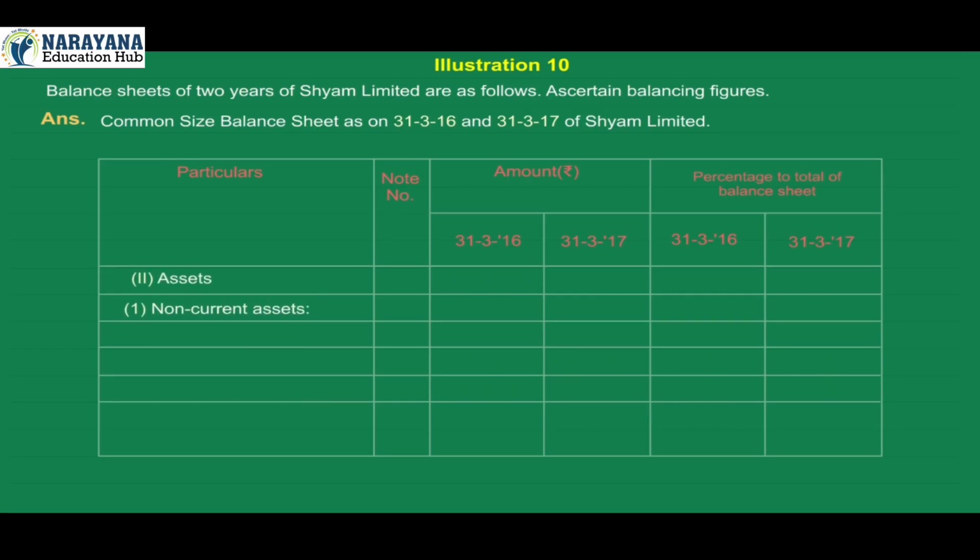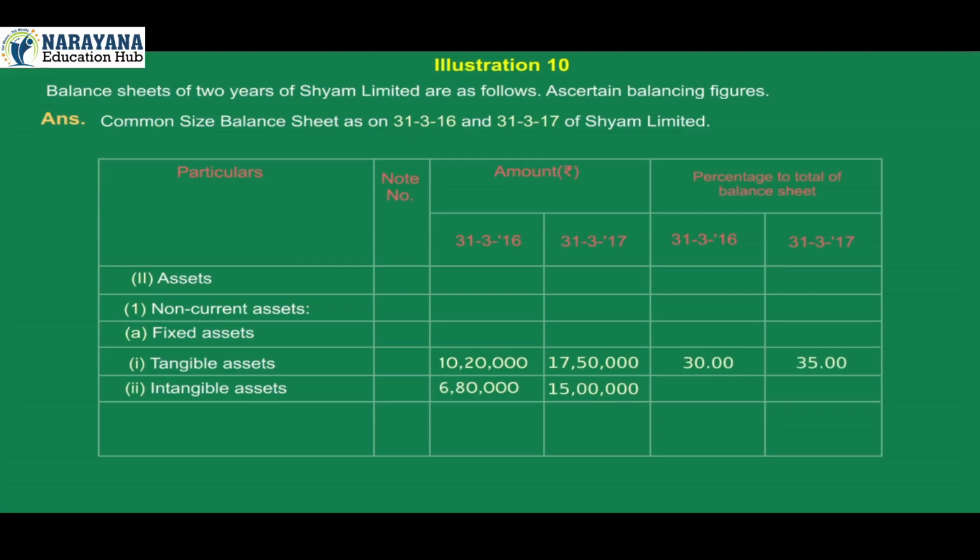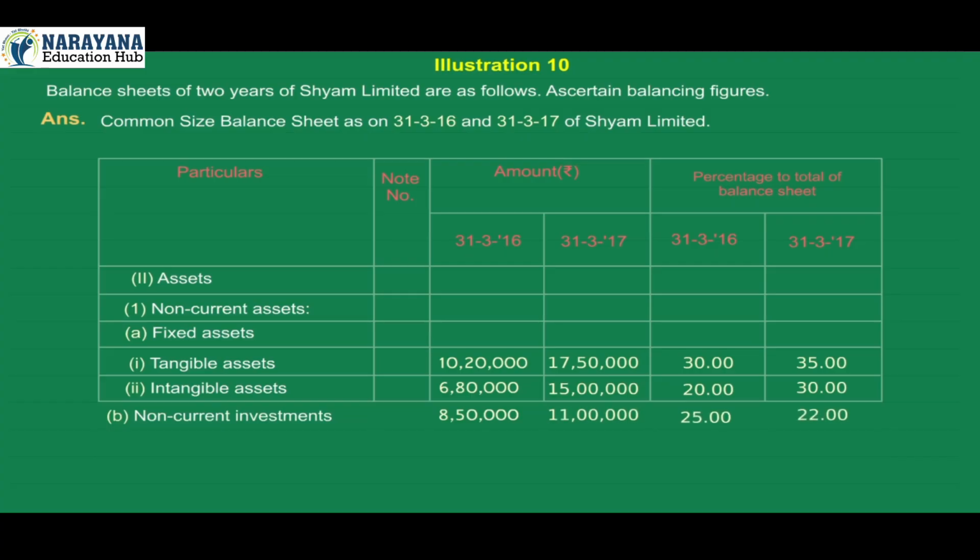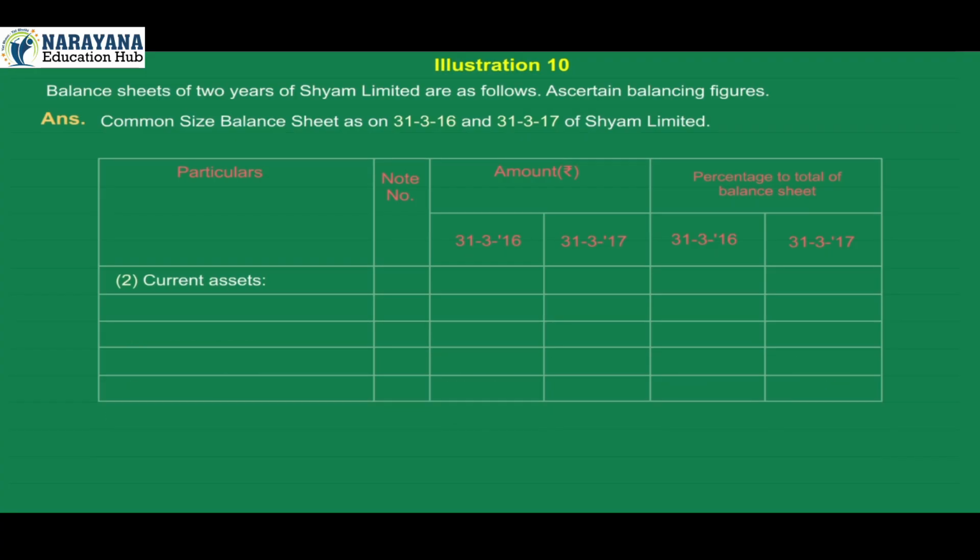Number 2. Assets. 1. Non-current assets. A. Fixed assets. 1. Tangible assets. 10 lakh 20,000, 17 lakh 50,000, 30%, 35%. 2. Intangible assets. 6 lakh 80,000, 15 lakh, 20%, 30%. B. Non-current investments. 8 lakh 50,000, 11 lakh, 25%, 22%. 2. Current assets. 1. Trade receivables. 3 lakh 40,000, 1 lakh 50,000, 10%, 3%.